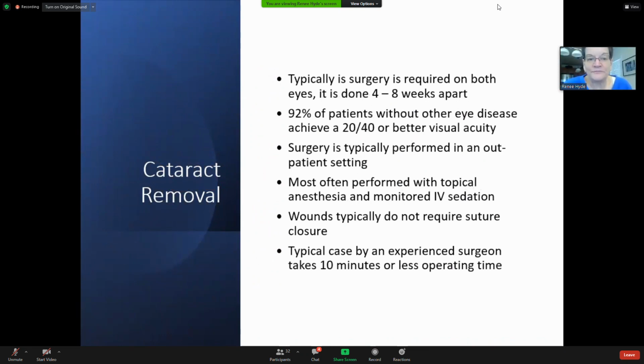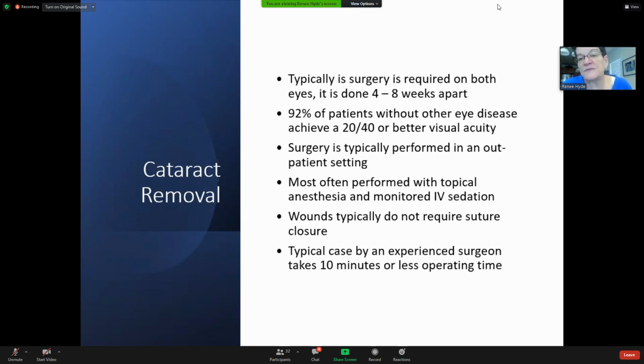Yeah. Mm-hmm. If they do cataract removal and it's required on both eyes, they typically do it 4 to 8 weeks apart, because you don't want to do them at the same time. Because trying to keep drops straight is unbelievable.